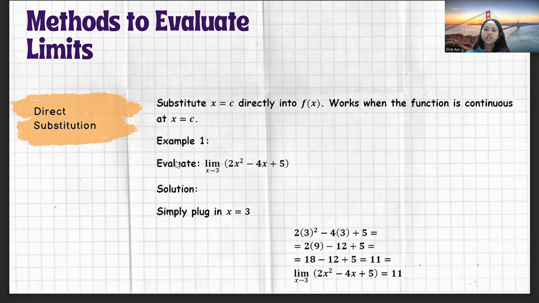This is the easiest method to evaluate the limit. However, sometimes direct substitution gives us an indeterminate form such as 0 over 0. When this happens, we need another method, which brings us to the next technique.